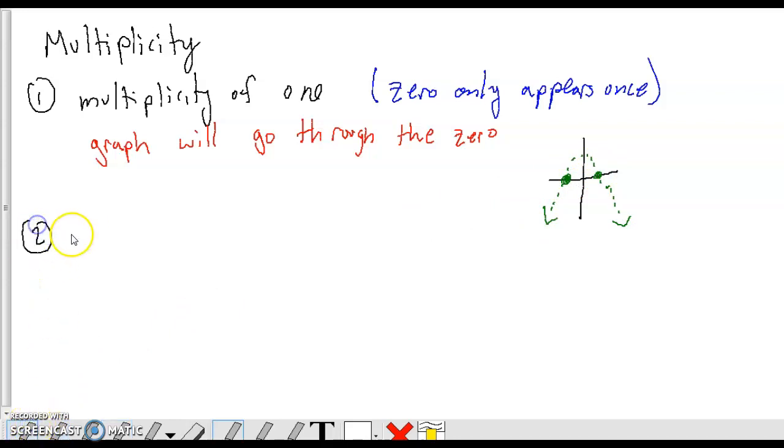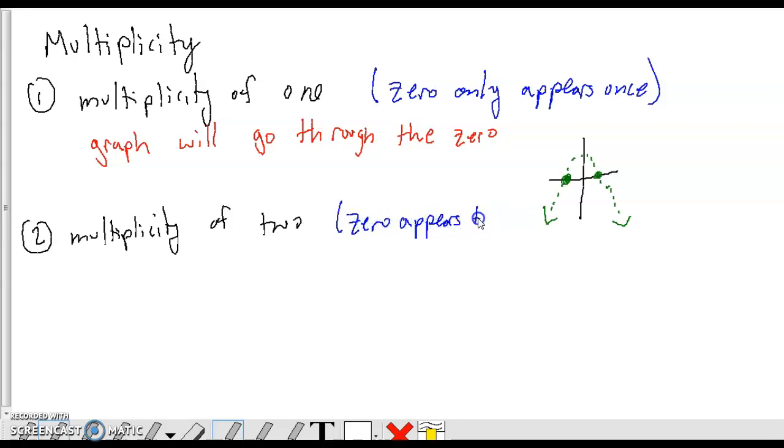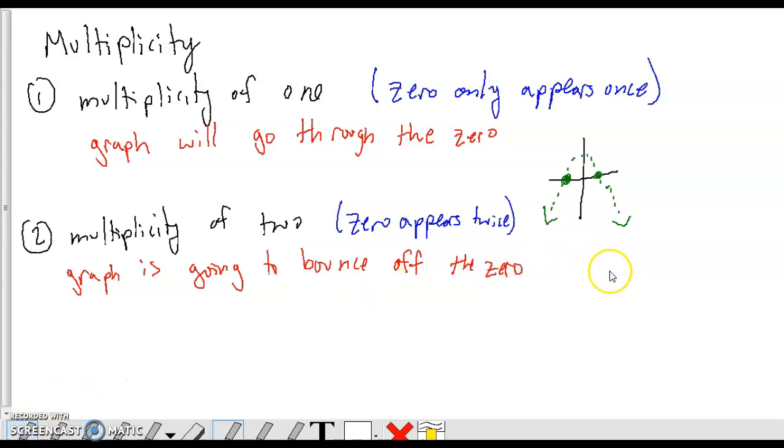If we have a multiplicity of 2, which basically means 0 appears twice, what's going to happen is your graph is going to bounce off the 0. So if I have a multiplicity of 2 for these 2 points, maybe my graph's going to look something like this, going to bounce right off. And it's going to come back down and bounce right off, right? So multiplicity of 2.